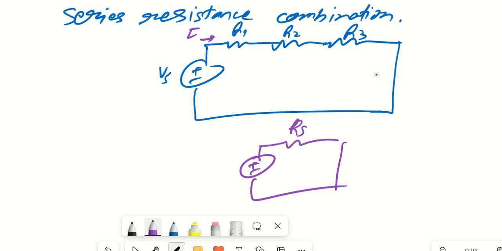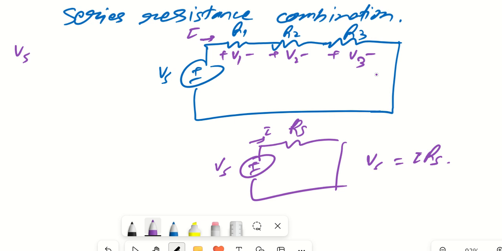The current flowing through this is going to be I, and this is the source Vs. Then the voltage is going to be I into Rs. Understood? Similarly, the voltage across each of the resistors is, let us say, plus minus V1, then plus minus V2, and then plus minus V3. So can I write it down? My Vs is a combination of V1 plus V2 plus V3.